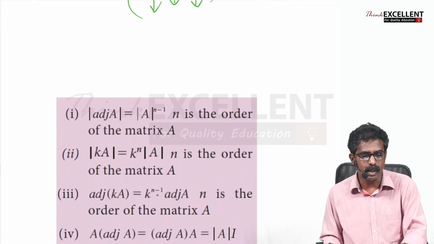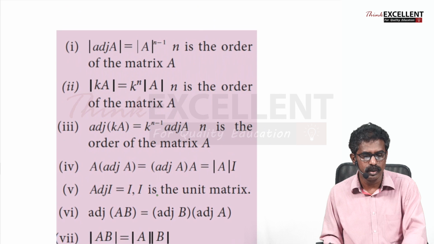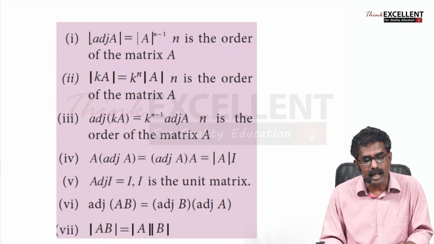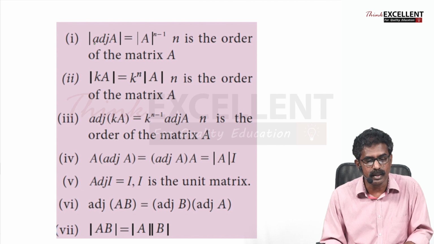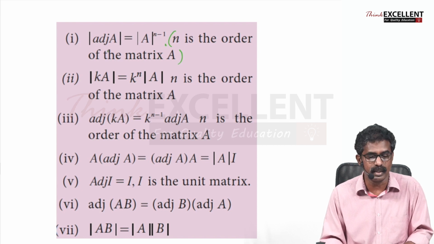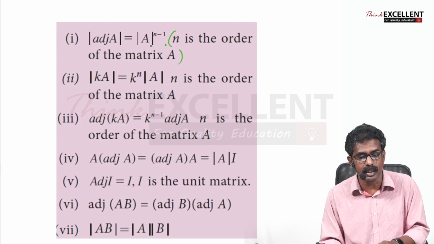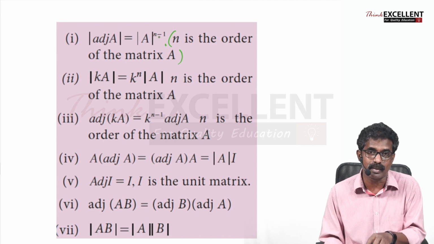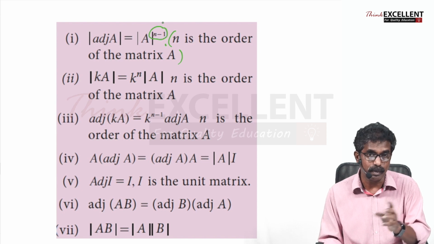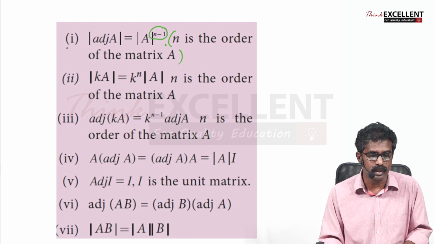Just I'm giving these properties alone. Just you go through and you can learn this. So, determinant adjoint A. These are some of the properties. Determinant adjoint A is equal to determinant A raised to n minus 1. N is the order of the matrix. Suppose if it is a 3 by 3, 3 minus 1, it will become determinant A square. For objective questions, it is important. Okay, so that is the first result.